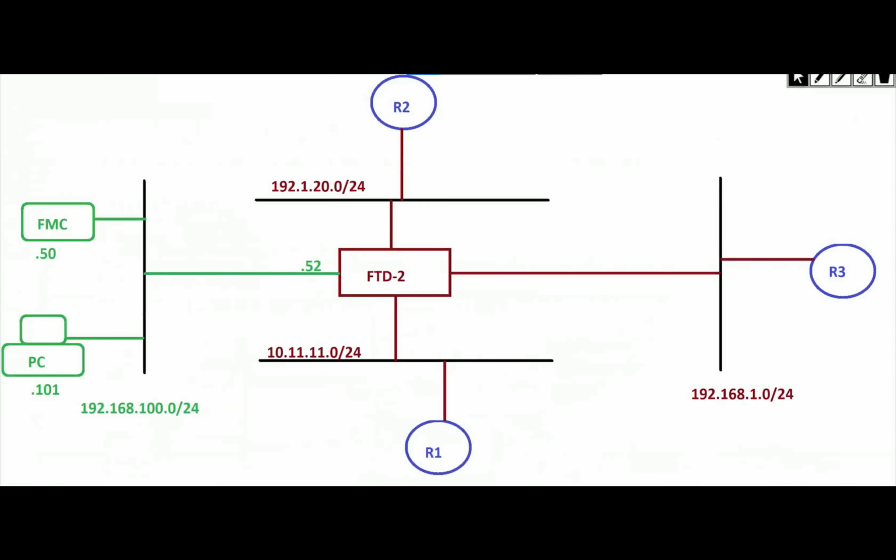So we're going to play around with this, and let me show you my setup as well. This is going to be my setup for the lab. I have an FTD and 3 routers, R1, R2 and R3. R1 is going to be my inside network, R2 is the outside network, and R3 is the DMZ.